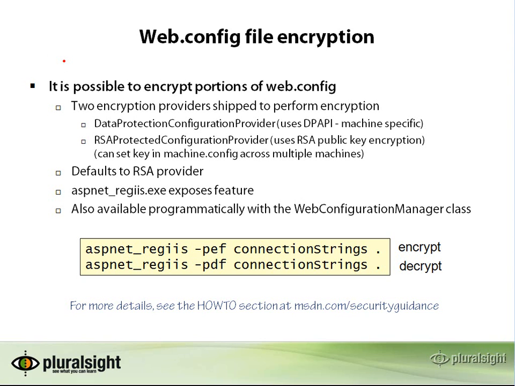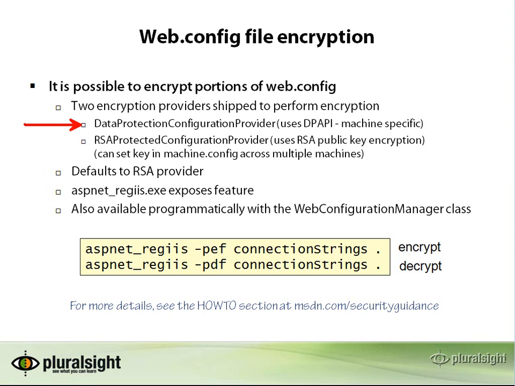Now, ASP.NET does provide a couple of different ways of approaching this. There's a couple of different providers. The RSA provider is the default, and it uses an RSA key that's created for you. The reason for that is because you can export that RSA key and import it on all of the machines in your web farm, so that they can all encrypt and decrypt the same way. That allows you to copy an encrypted config file to a bunch of different boxes in your farm, and they all know how to decrypt it nicely.